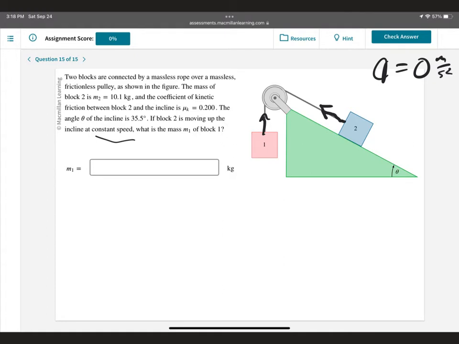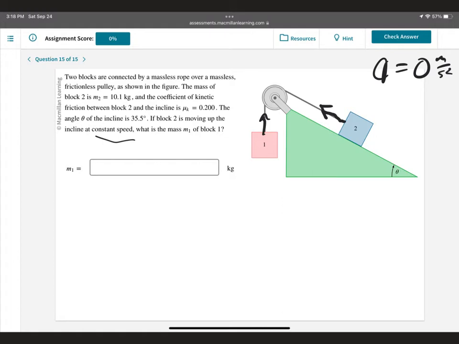That's important. That means that the forces have to be balanced because F net equals ma. So if a is 0, F net is 0, and that means that the forces left have to equal the forces right, the forces up have to equal the forces down. So I'm going to draw a diagram of the forces acting on each box.